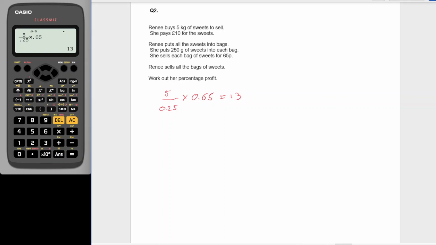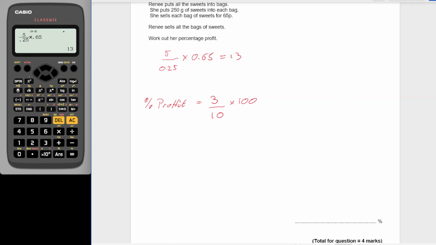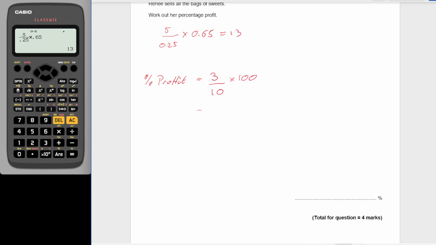So the percentage profit will be the amount of profit she made, £3, or 13 minus 10, divided by her initial investment or initial spend, which is £10, times by 100. So 3 over 10 is going to be 30. So she makes a 30% profit.